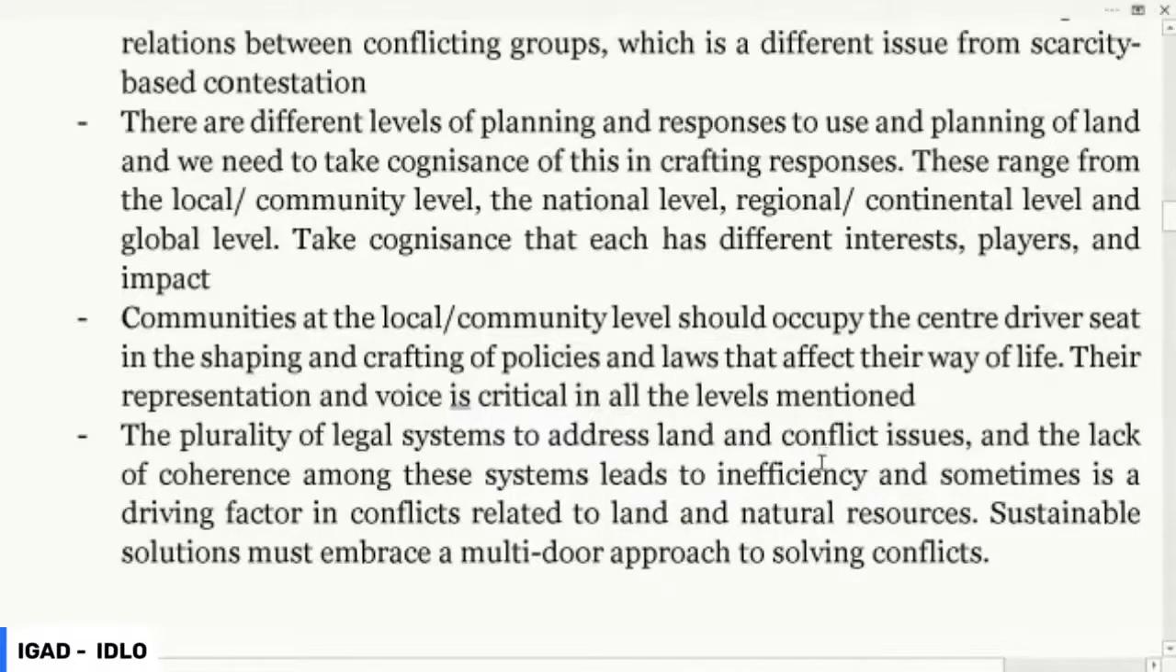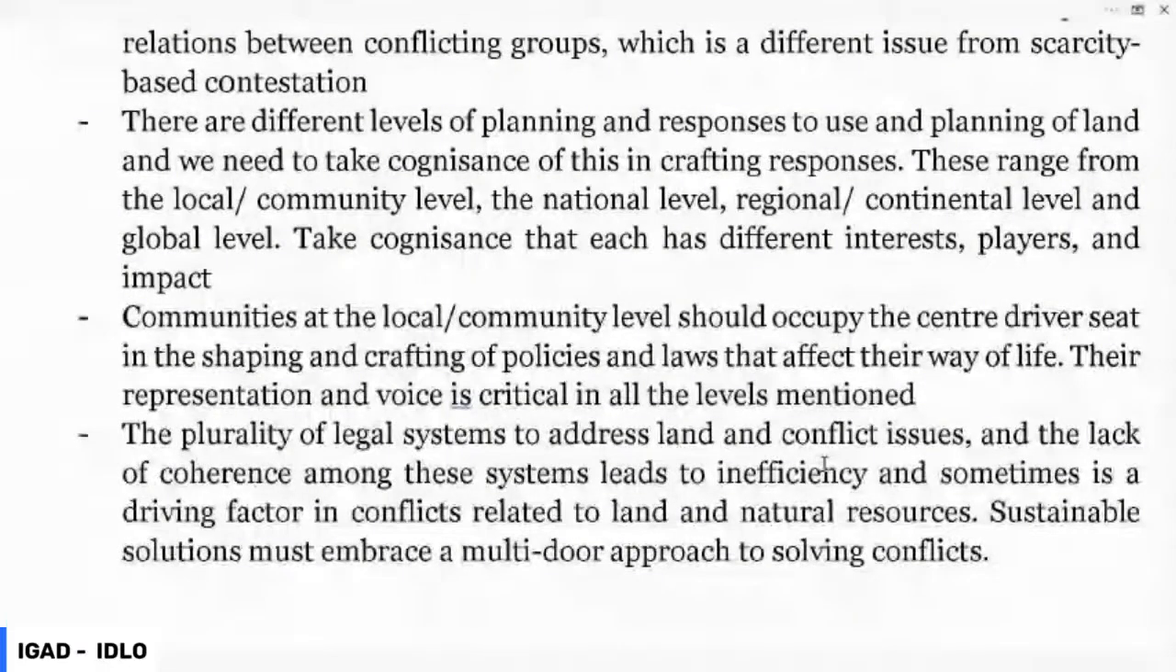Communities at the local level need to occupy the center driver's seat in shaping and crafting policies and laws that affect their way of life. Their representation and voice is critical in all the levels we mentioned above. That was also emphasized. We also talked about the plurality of legal systems.